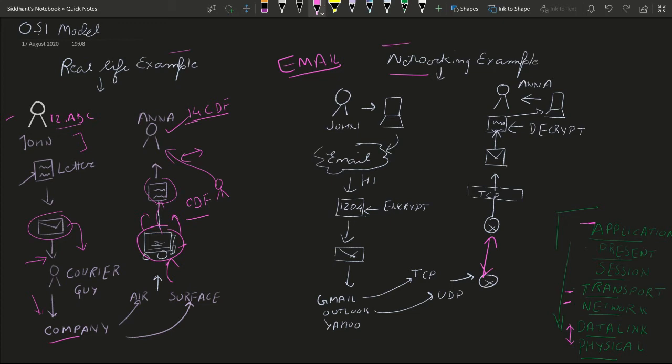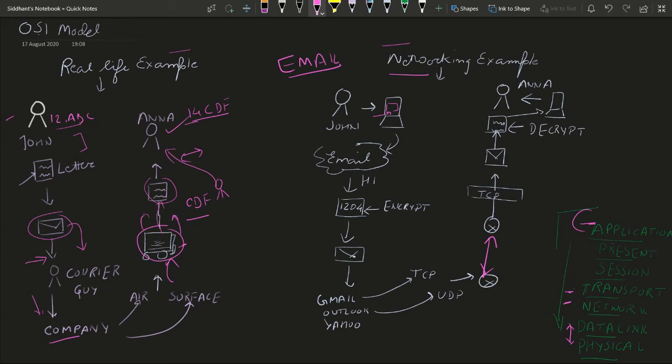First of all, John will go to his computer or his PC and he will open up any application like Google Chrome or Microsoft Edge or any browser. So that interaction, opening up the browser, comes under the application layer. The user interface comes under the application layer.